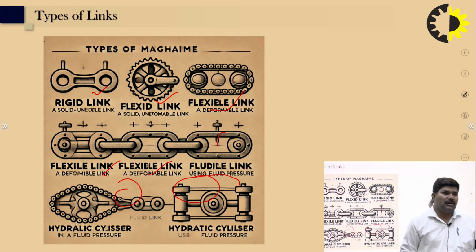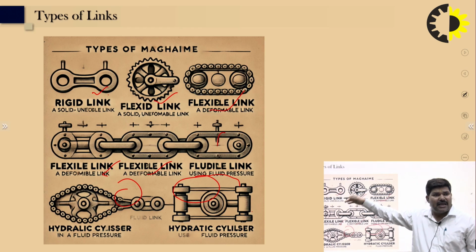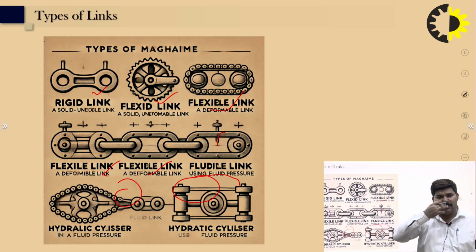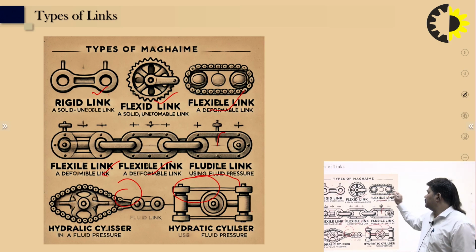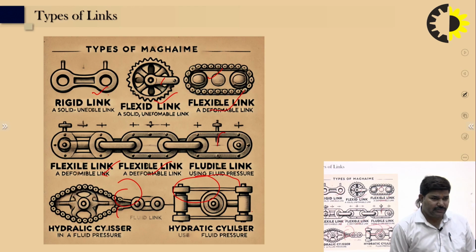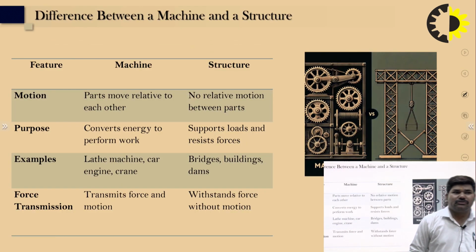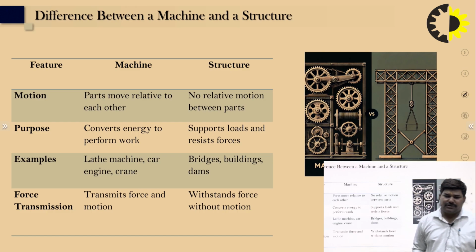You can see the different types of linkage in these photographs. In the rigid link, there is no deformation. The flexible links are chain drives, belt drives, rope drives, and belt and pulley. And these are the hydraulic links, the fluid links, which transfer power through the fluid, or through compression.